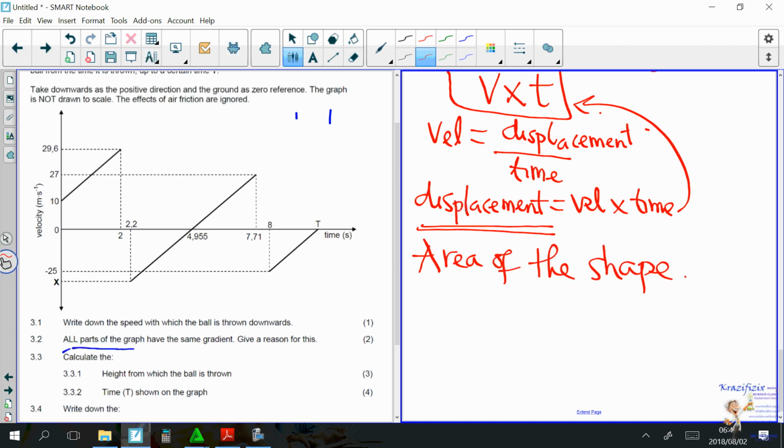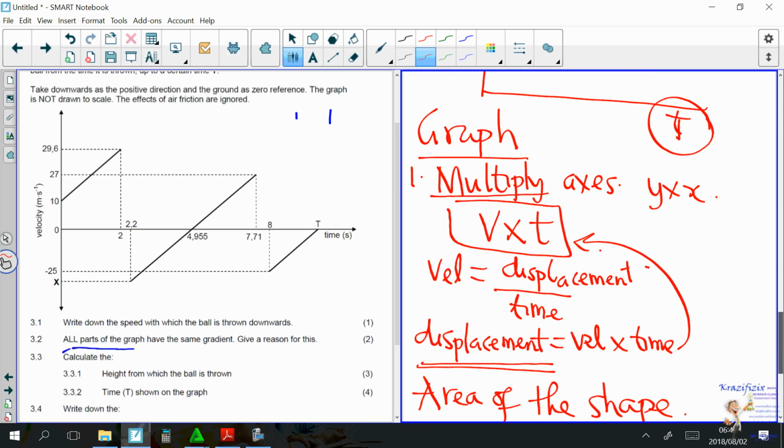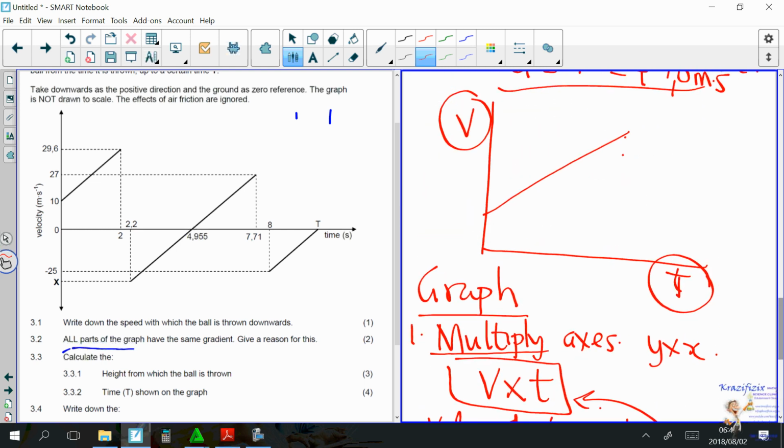Find the area of the shape. In this case, what is the area of the shape? Do you see something like this now? This is a trapezium, and I can break this into 2. Length times breadth, half base times height. Multiply the 2 areas. So we are saying the area here would give us the displacement.